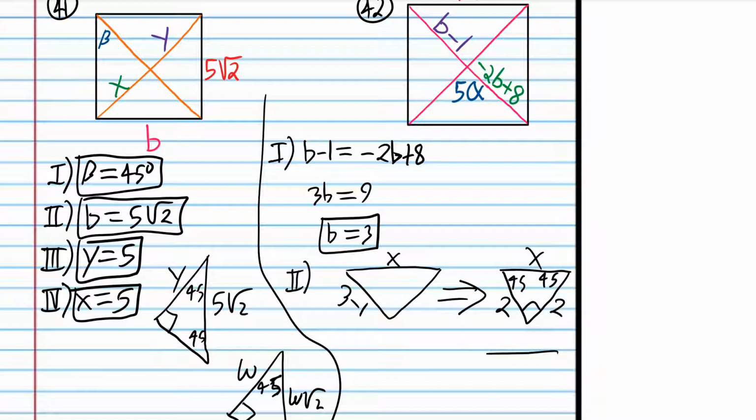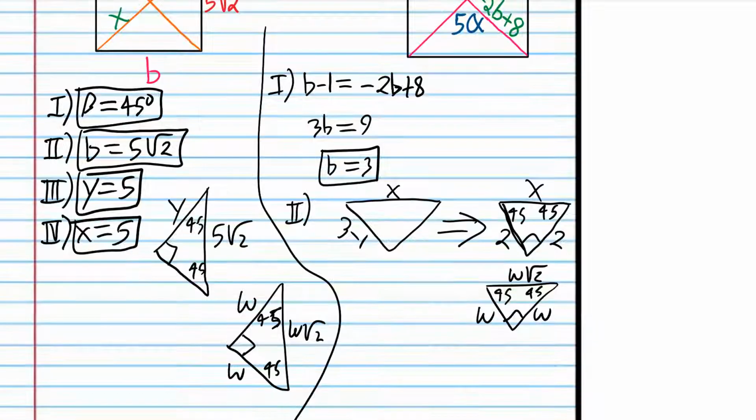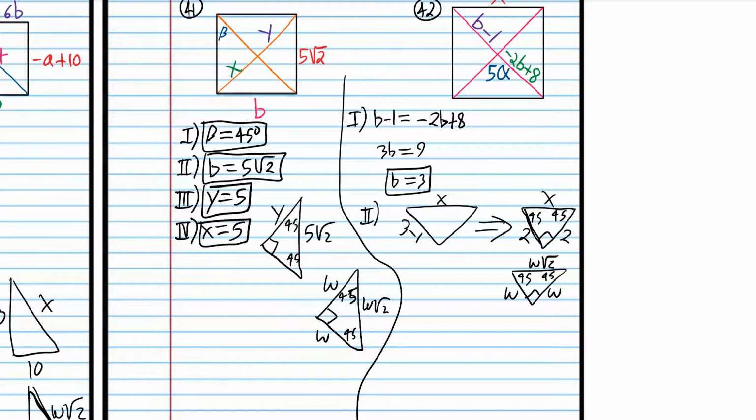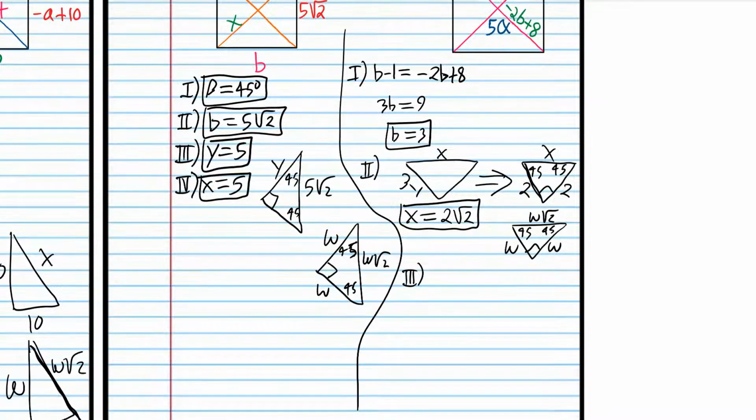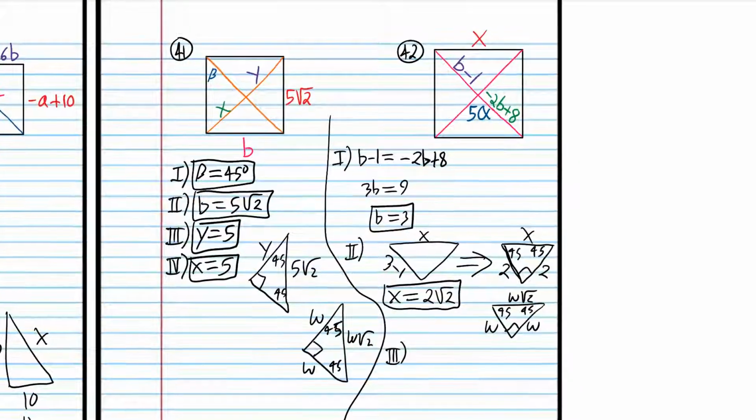And then, sorry about that crappy triangle there. So then we have to use w root 2. And so obviously x would have to be whatever w is, which is 2 times root 2. All right. What else do we need?